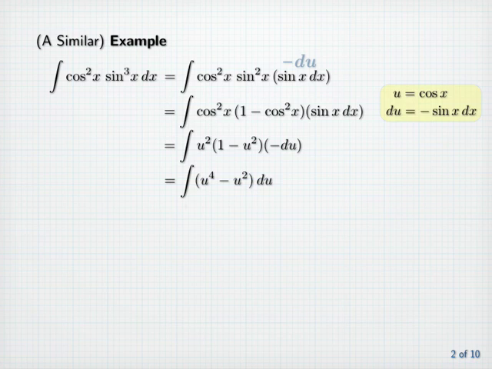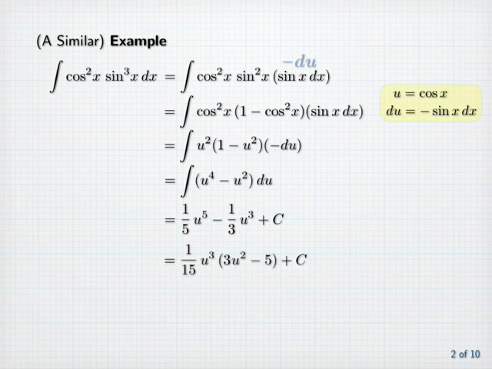Now we integrate and get 1/5 u to the fifth minus 1/3 u cubed plus c. And before we do the replacement here, let's factor. We can factor out a 1/15 u cubed. That makes the other factor 3u squared minus 5. And now we replace u with cosine x.